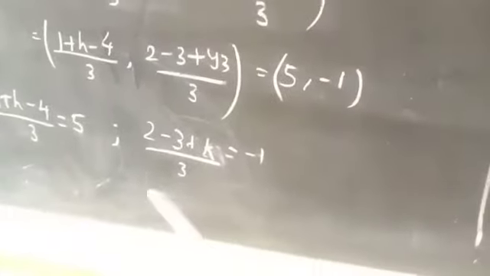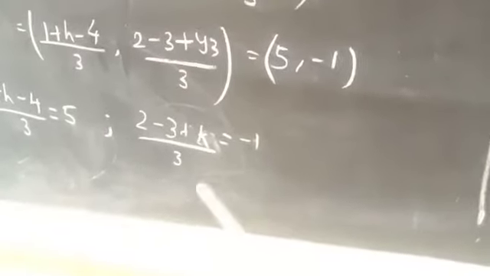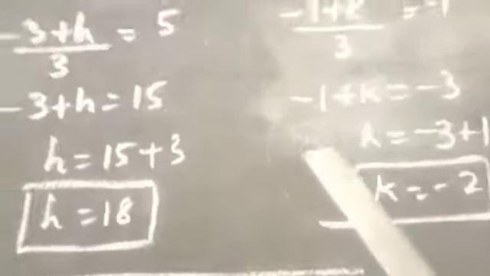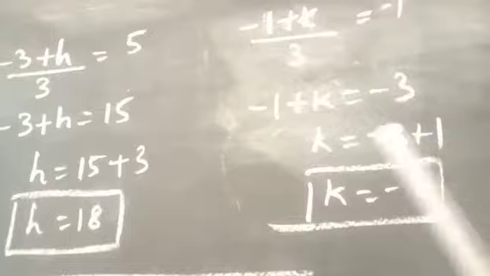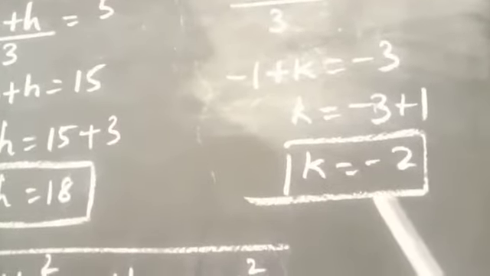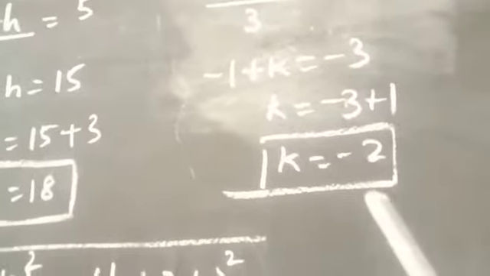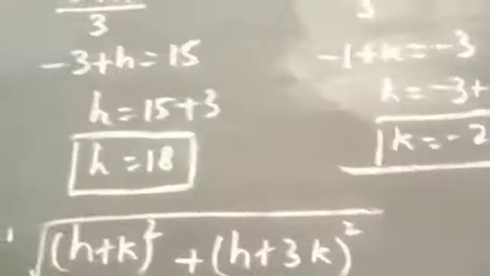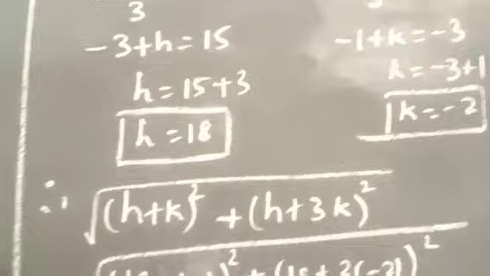Now we compare the y point. 2 minus 3 plus k divided by 3, therefore (-1 plus k) divided by 3 is equal to -1. Now we take -1 plus k is equal to -3. Therefore the k value is -3 plus 1. Then the value of k is -2. Here we found the values of h and k.